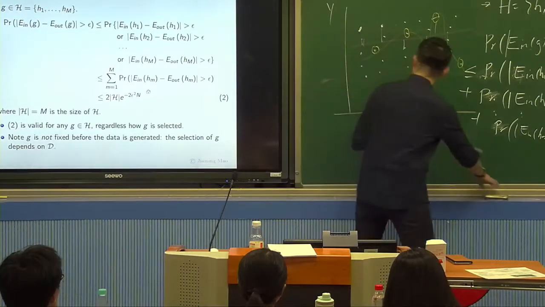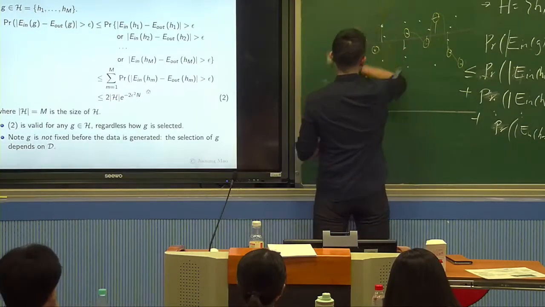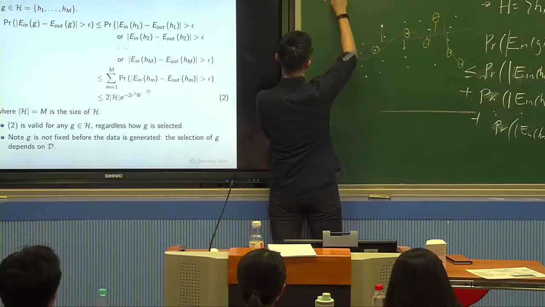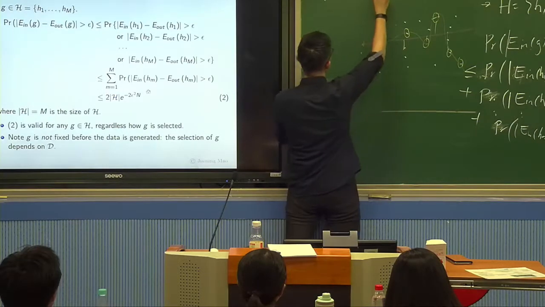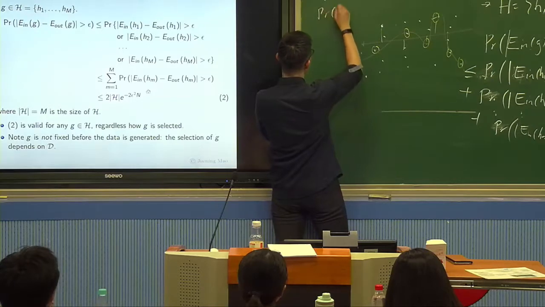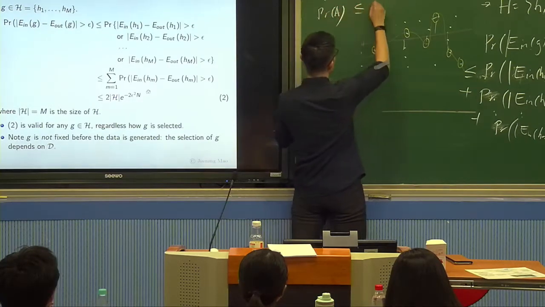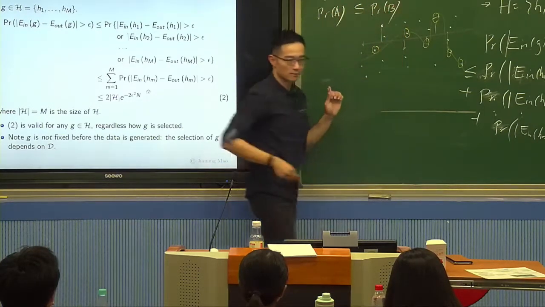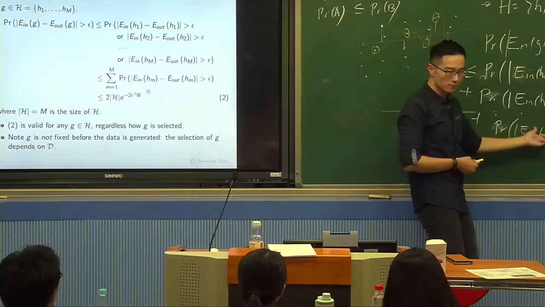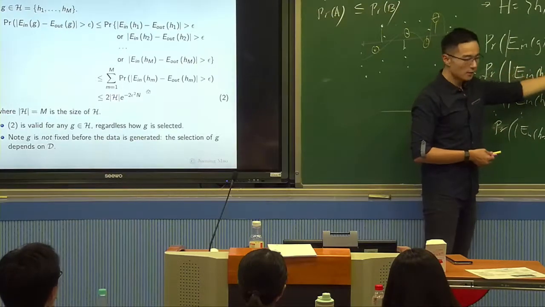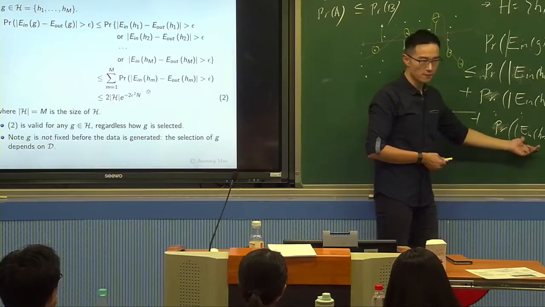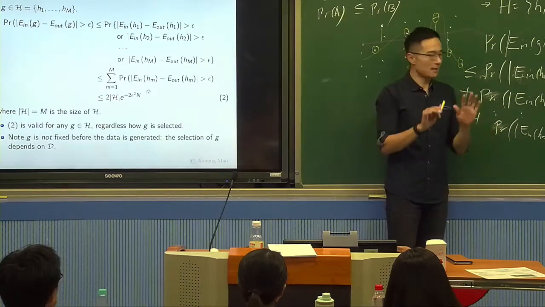Right? So remember, this is a very simple probability. Remember that if event A implies B, then I can write the probability of A is smaller than the probability of B. Do you know that? So if this is true, then at least one of them is true, then I can write the probability of this is smaller than the probability of this event plus this event plus this event plus this event. This is the most lax way we can write it.